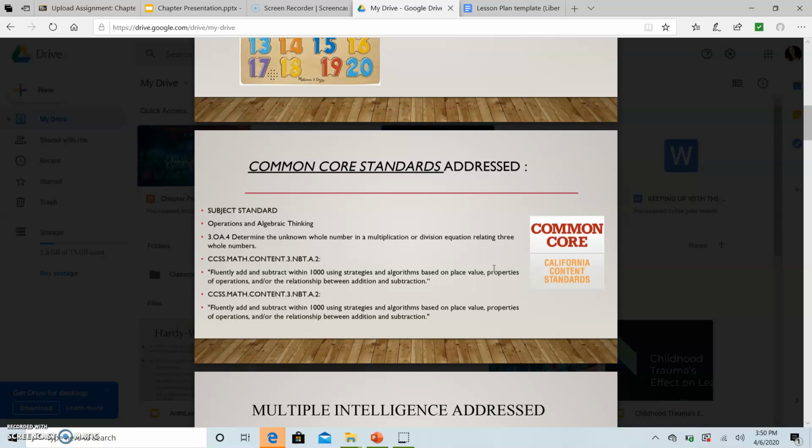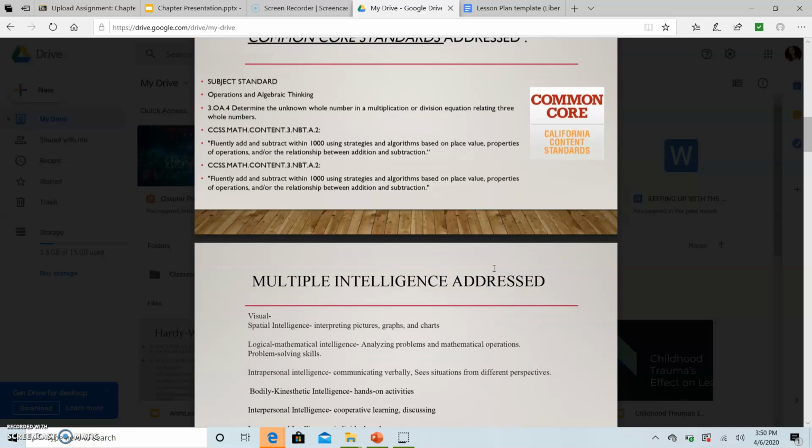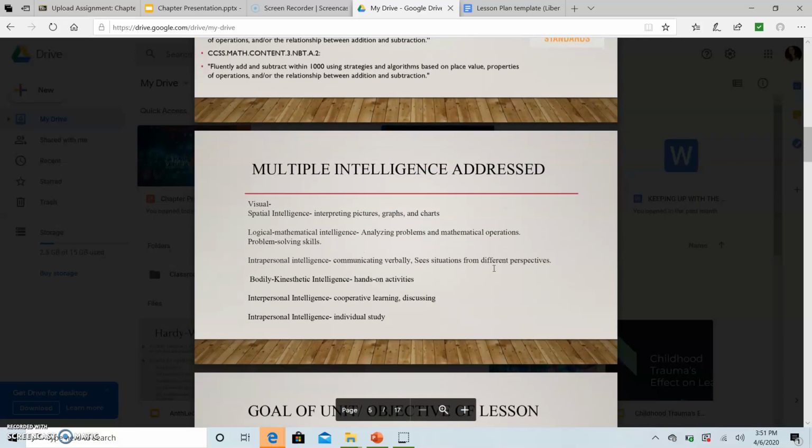This is just basically trying to create their own equation with the numbers that are given to them, being able to use big and small numbers to create new numbers. And going on to multiple intelligences addressed, it's going to be visual, which is interpreting pictures and graphs and charts, and logical, analyzing problems and mathematical operations, problem-solving skills.